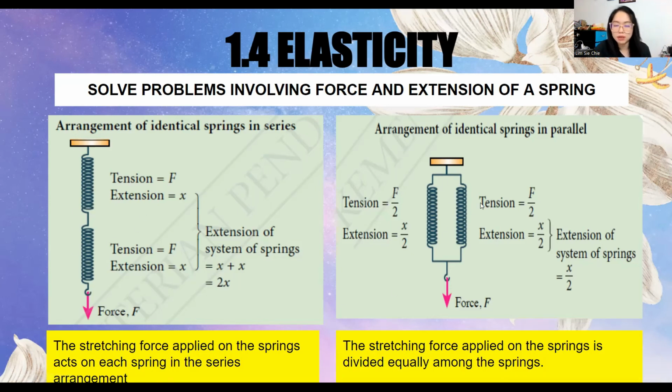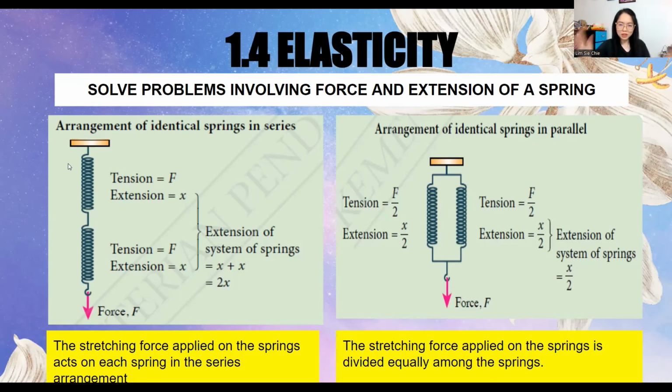But in parallel, because they are side by side, they are going to share the workload. When they share the workload, that's why it is divided by 2. But it depends on how many springs you have. If you have 3 springs here, then you divide it by 3. If you have 4 springs, you divide it by 4. As long as it is in parallel, then you divide. If it is in series, you just take it directly.